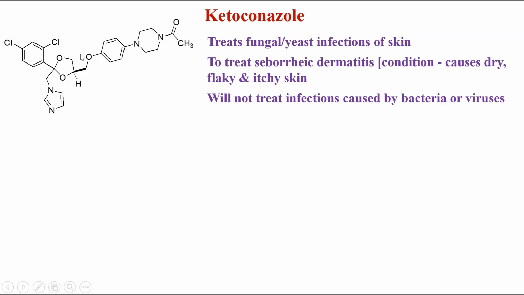Here it has the nucleus and this is the side chain. First we have to prepare the nucleus and then the side chain, and combine the side chain with the nucleus. This is the strategy followed for the preparation of ketoconazole.